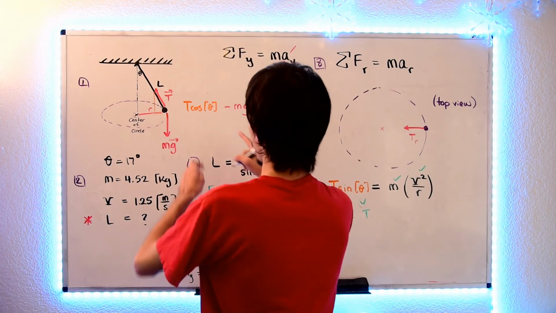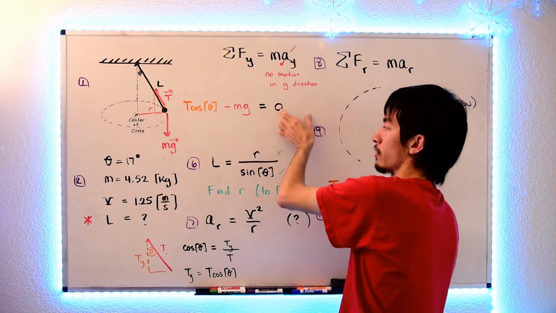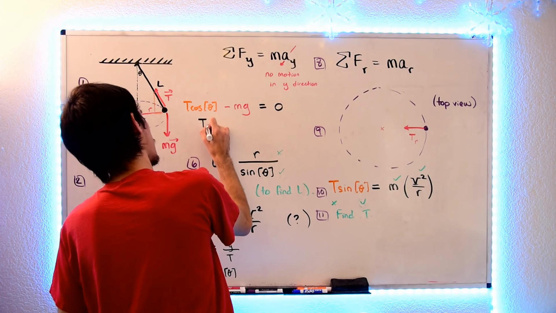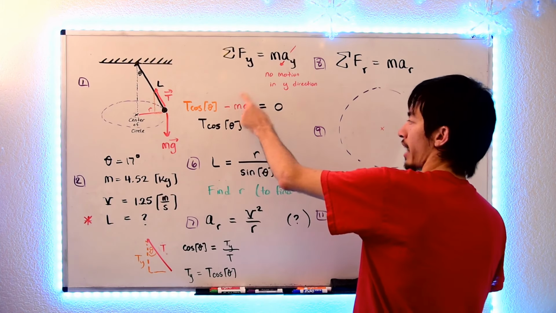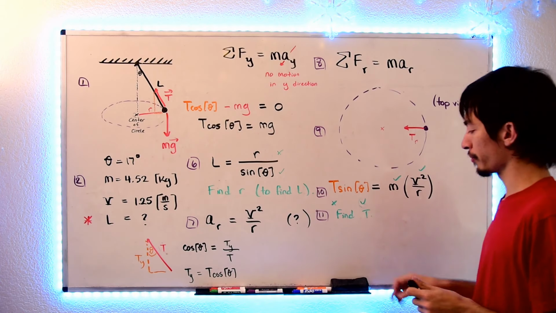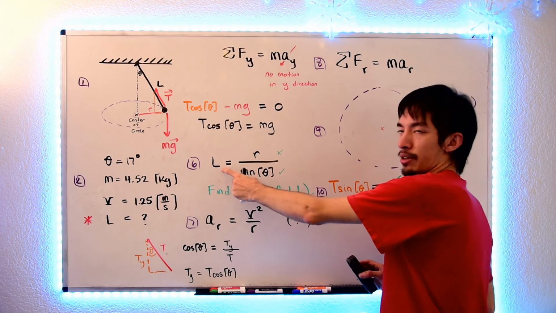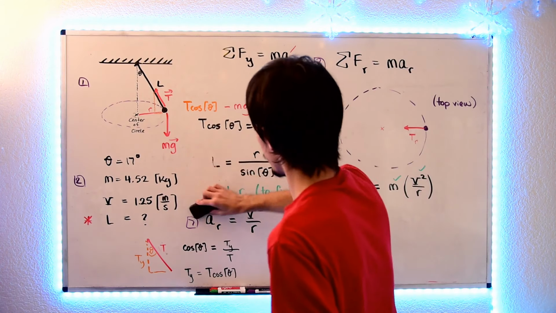So what I'm going to do is get T by itself by moving the weight over to the other side, so add it over. It's going to be T cosine theta equals, add that over, it's positive mg on the right side. I'm going to go back to using this equation later, so I'm going to erase it for now, but we will use this in the end.